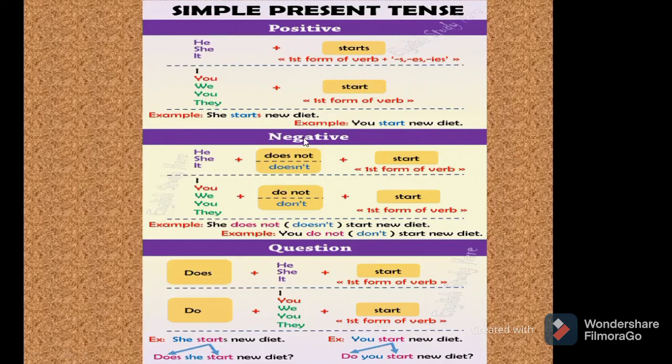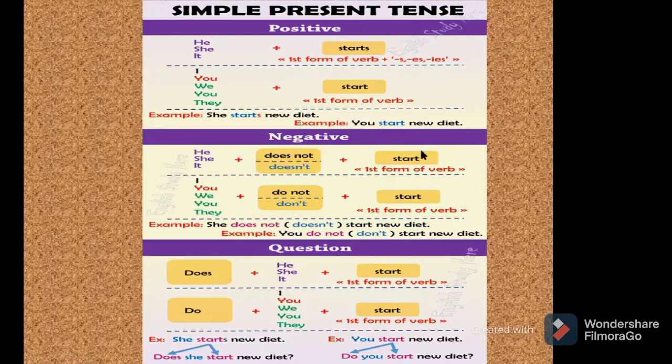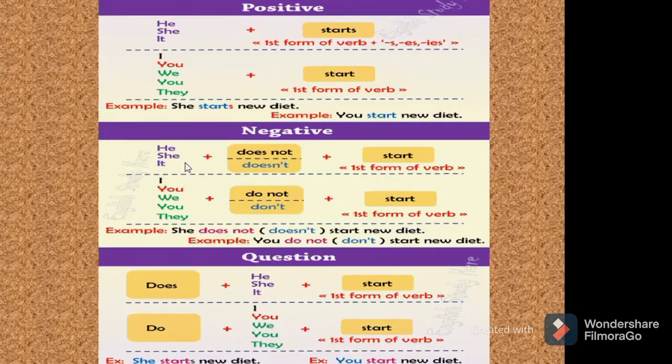Then how do we make the negative? For example, the subject is the same, third person singular. We use does not and start in the first form. S or ES is omitted. So consider S or ES like birds. When there is the sound of does, the S or ES, the birds, fly away. So when we use does or do in any sentence, we don't use S or ES. We use the base form. He does not start. She does not start. It does not start.